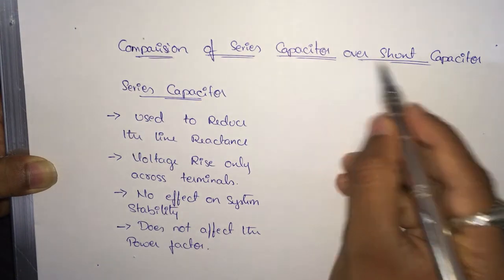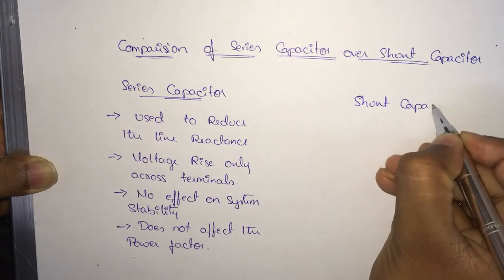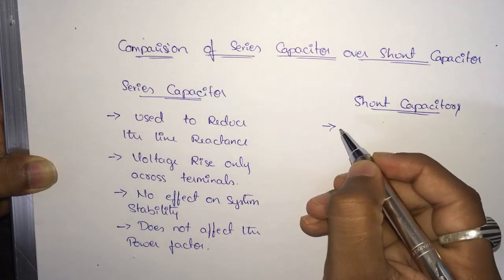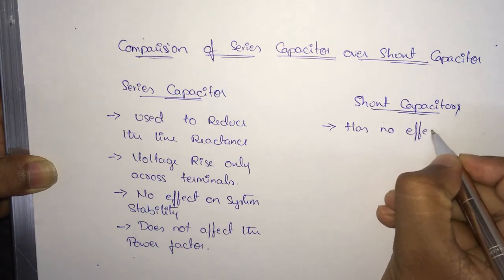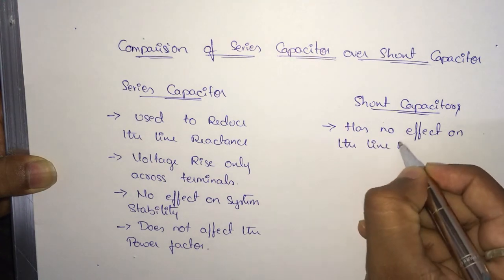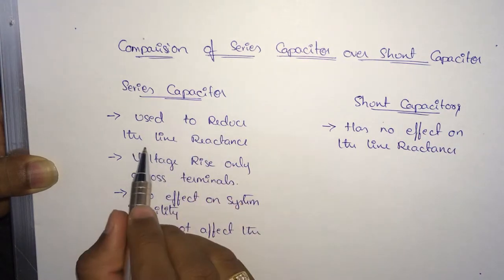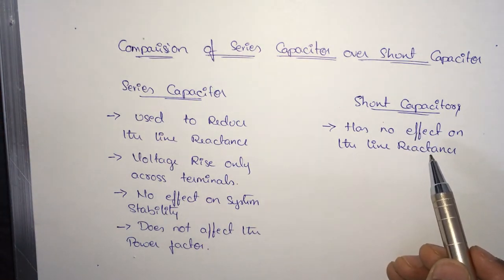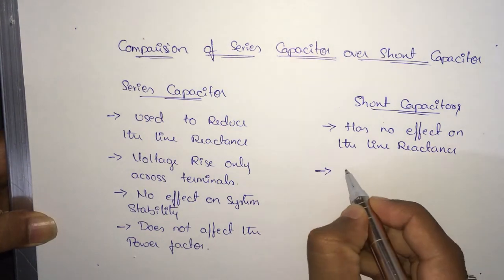Now let us see what shunt capacitors are for. Shunt capacitors have no effect on the line reactance, since the series capacitors are used to reduce the line reactance, whereas shunt capacitors are not at all affecting the line reactance.